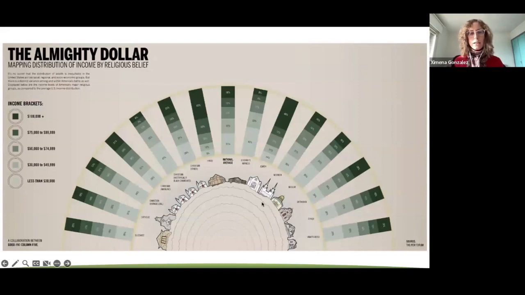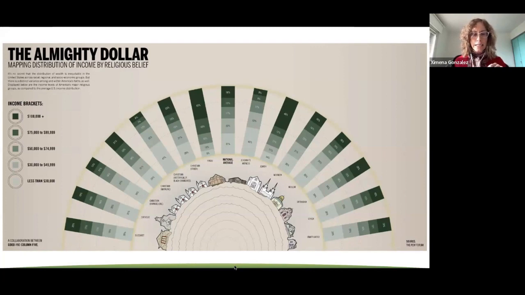Okay, this one's interesting. Generally, when we're talking about income, we'll talk about social class, we might talk about different countries. That's generally how we portray this differential of income inequality or distribution of income. We might do it by race, it depends. But this one was interesting because it's mapping the distribution of income, again in the US, by religious belief.